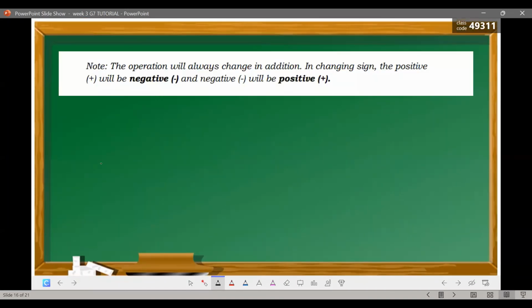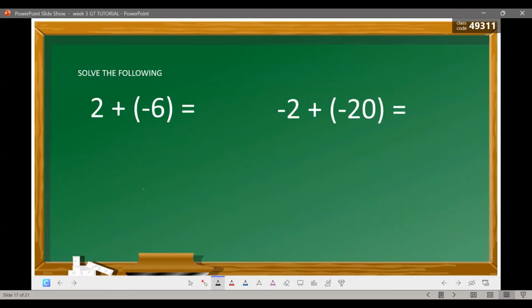Okay, note. The operation will always change in addition. In changing sign, the positive will be negative and negative will be positive. Okay? Yun na nga yung pinakita ko sa inyo kanina. Okay? Okay, let's have the following.